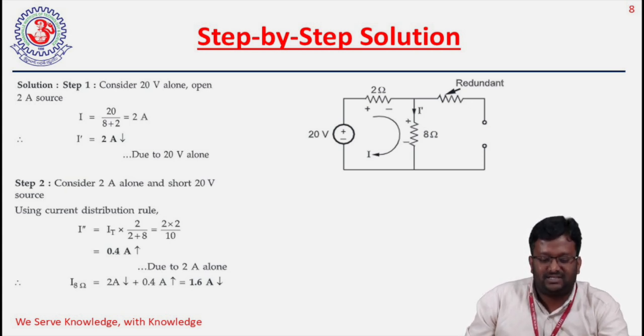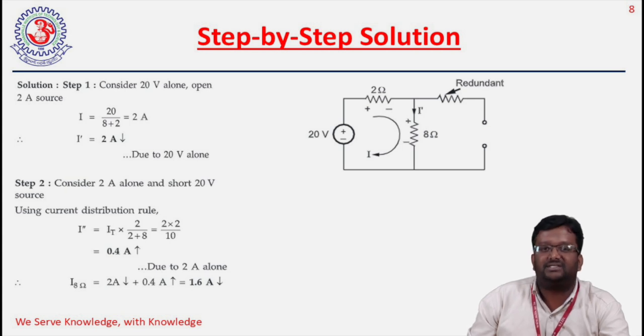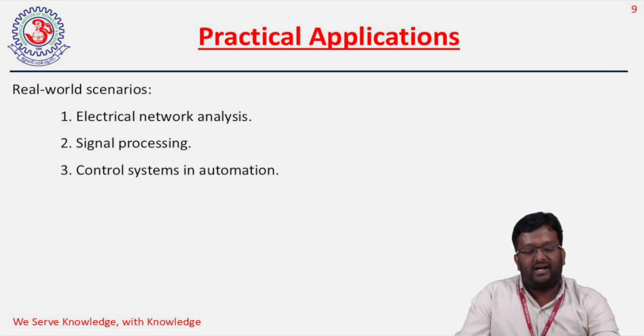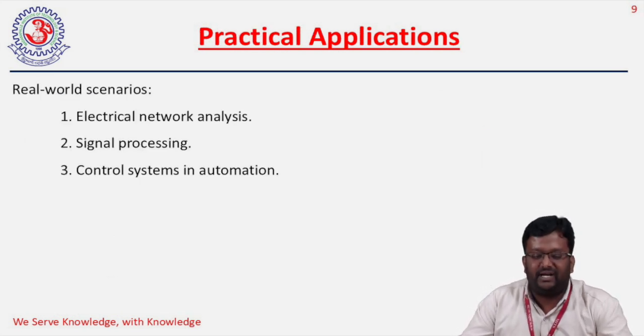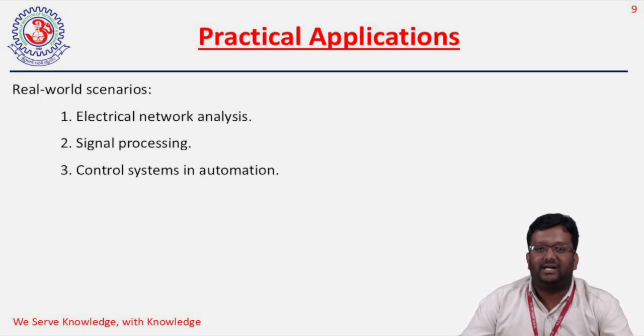So this is how we can find the resultant current through this 8 ohm resistor due to the two active sources. Next we are going to see the real world scenarios, the practical applications of the superposition theorem, where we can apply the superposition theorem.